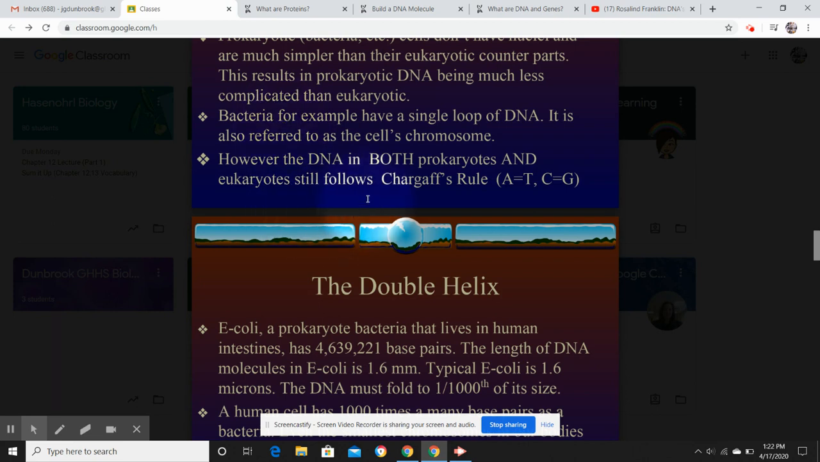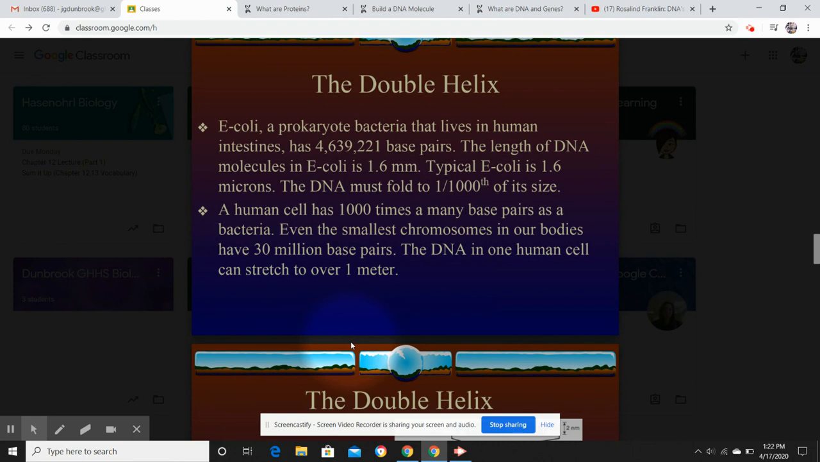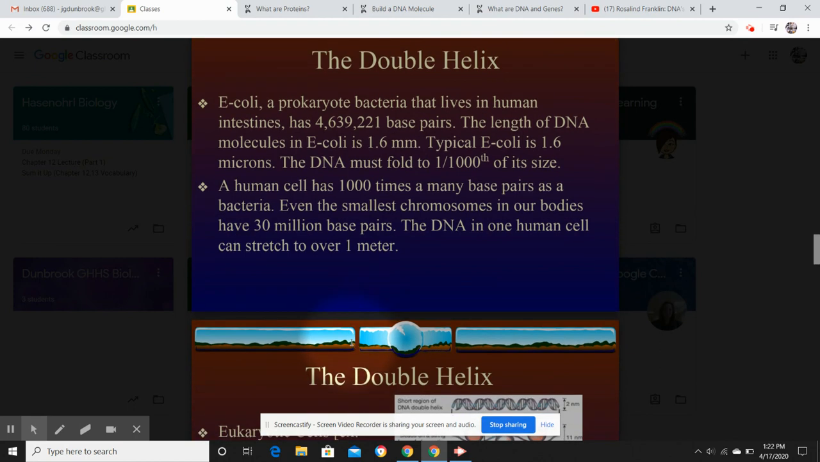So either way, DNA in both prokaryotes and eukaryotes still has the same four letters, the same four bases in their genetic code, in their genetic alphabet: A, T, C, and G. And not only that, they follow the same rules. A is always going to go with T, C is always going to go with G. I hope you're picking up on that concept by now. I've said it probably 1,000 times. Sorry. Okay.